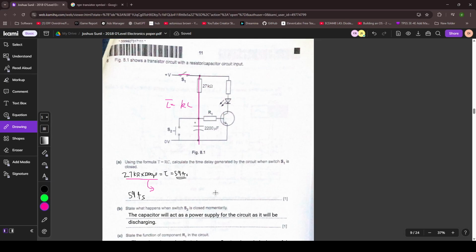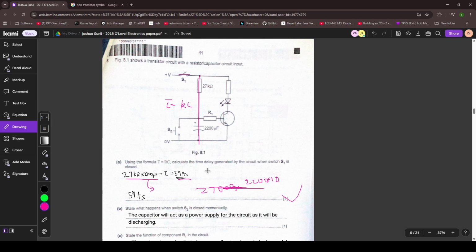Hold on, give me a second. Let me fix up my syntax. Yeah, I'm getting 0.0000594 seconds, which is not this. Hold on. Yeah, why did you write 59.4? So basically what I did in the calculator is I took 27000 times 2200 times 10 to the power of, oh, it's micro. Oh, it's not pico, it's micro. Oh, my bad, bro. Yeah, you got the answer.